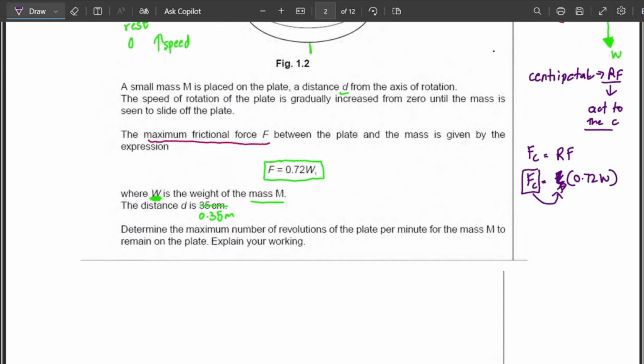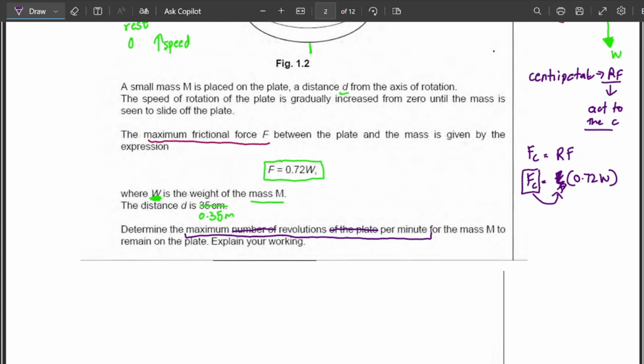Okay, moving on to the next part, it says determine the maximum number of revolutions of the plate per minute. That's a lot of words. What does this thing mean? So it says maximum number of revolutions per minute. Now, all of these fancy words are basically here to confuse you. This just means maximum revolutions per minute.